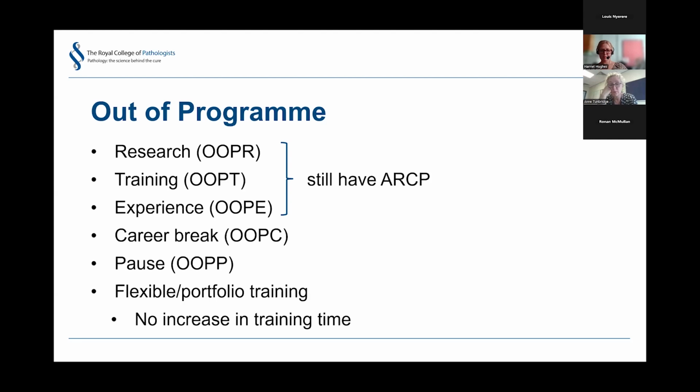And OOP pause is a relatively new thing that's been brought in, and this is where you've got an OOP opportunity that doesn't really fit with anything else. And there are lots of reasons why people might opt to do this. In an OOP pause, you may continue to do some clinical work, but you literally hit pause, so it does not have to count towards your training time, although you may retrospectively choose for it to do so.